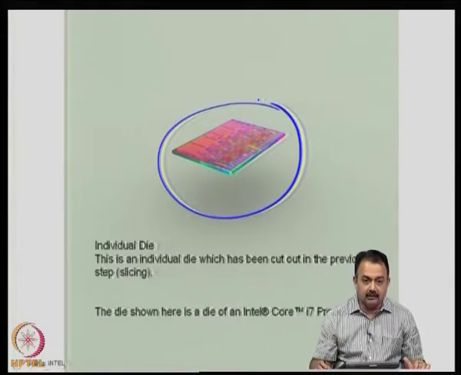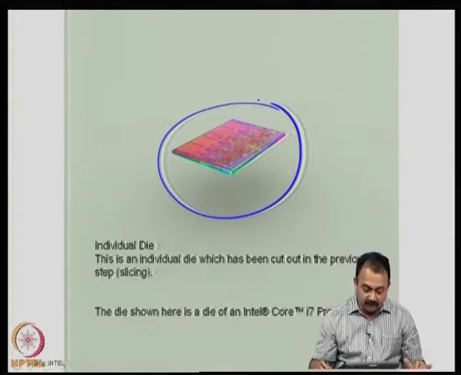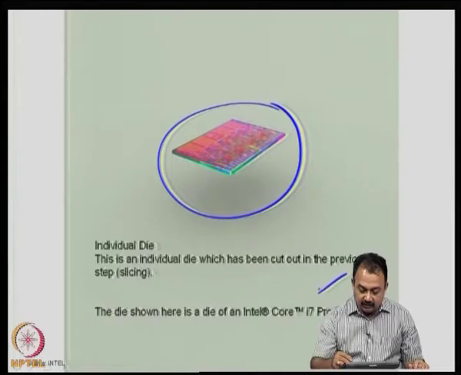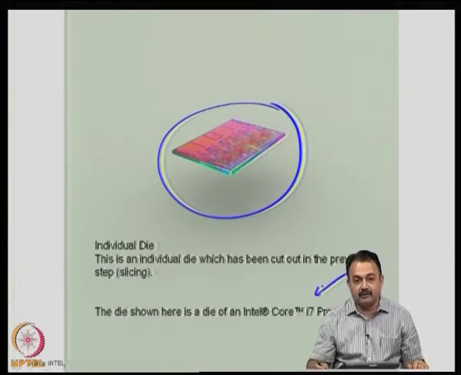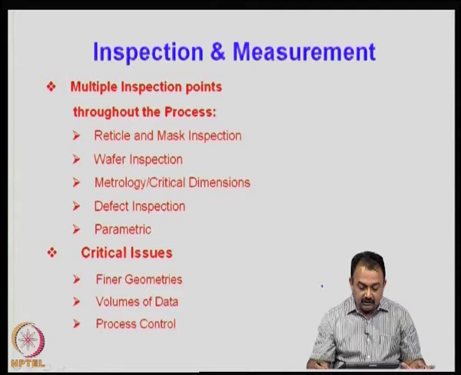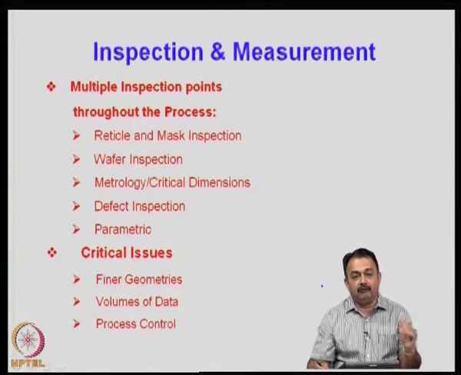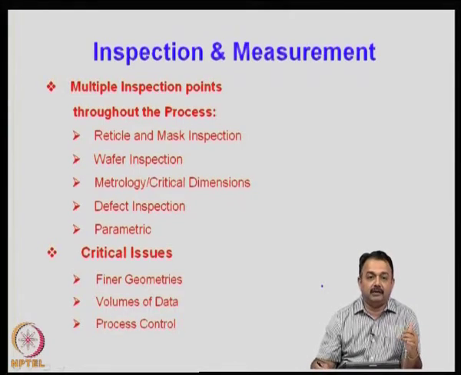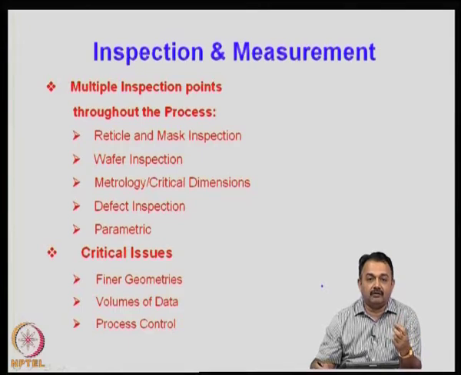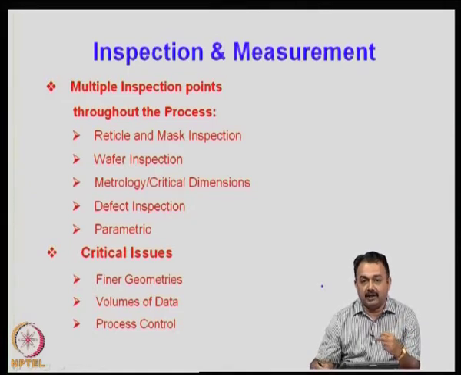Now, this die has been cut in the previous process, as you have seen, by the dicing process. The die shown here is that of an Intel Core i7 processor, which is very current. So, this completes the front end process of the fabrication of a single die. Now, the single die will go into the back end process called packaging to get a single chip package.